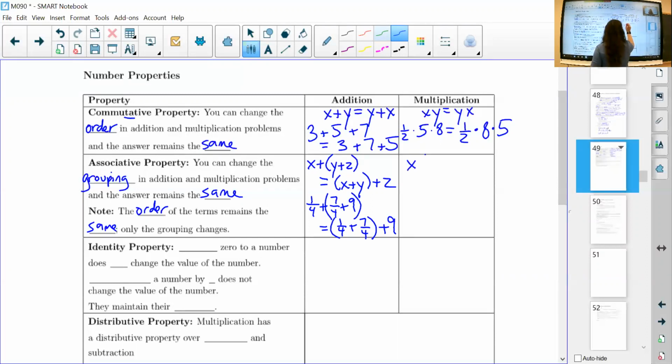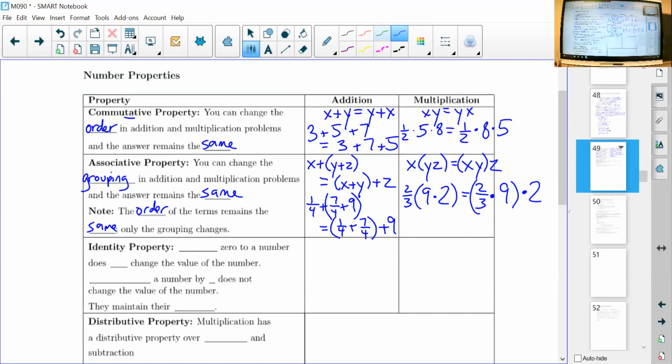We can also have x times yz equals xy times z, or 2/3 times 9 times 2 equals 2/3 times 9, which is easier to do, times 2.